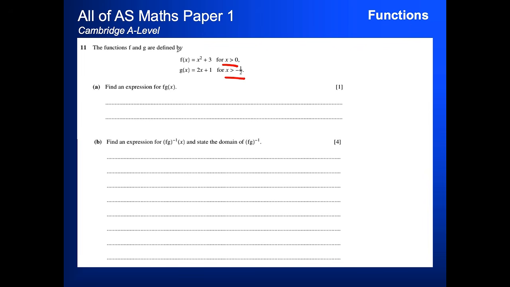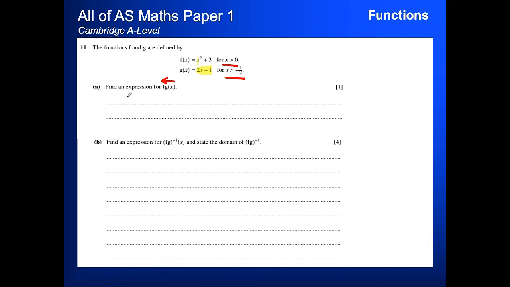This is a very similar skill to GCSE and iGCSE. We work from right to left. So we're going to put g into f. Now, what do I mean by this? Well, let's get the trusty highlighter out here. So wherever we see an x in our f function, remember right to left, we're going to replace it with this entire 2x plus 1. Okay, let's have a look at what this actually looks like.